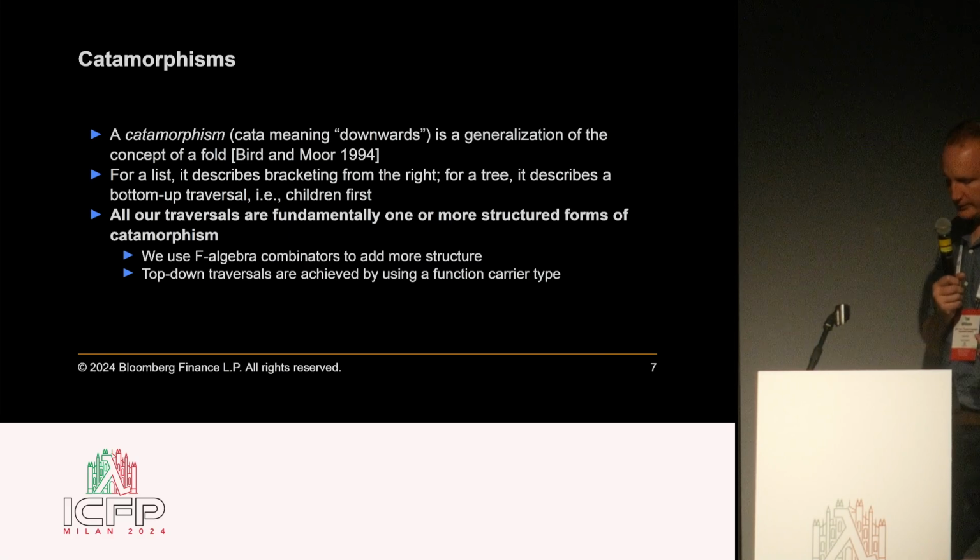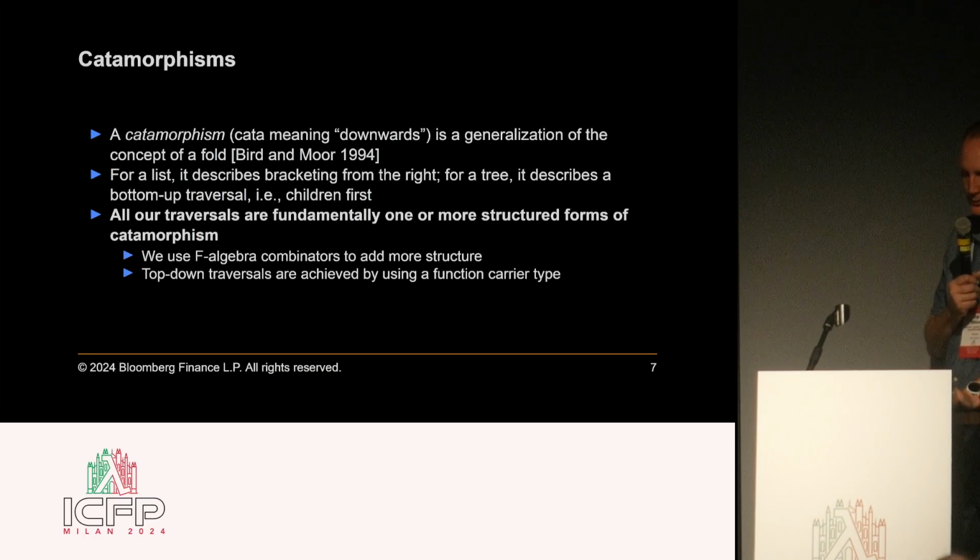Essentially, we are building folds, but another name for a fold, in category theory, is a catamorphism. It's a generalization of a fold. For a list, obviously, it's bracketing from the right. For a tree, it's a bottom-up traversal. And in our code base, all our traversals are fundamentally one or more structured forms of catamorphism.